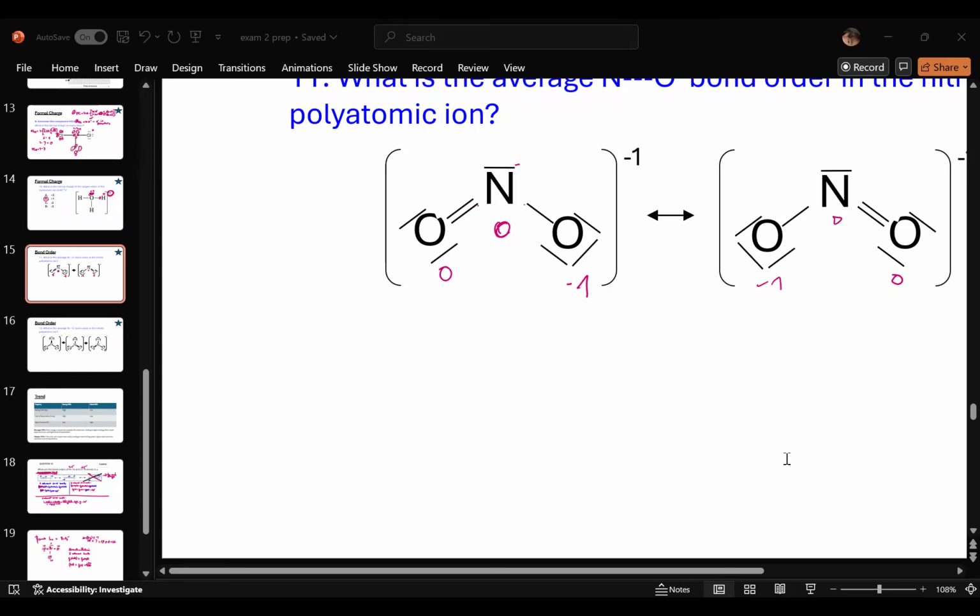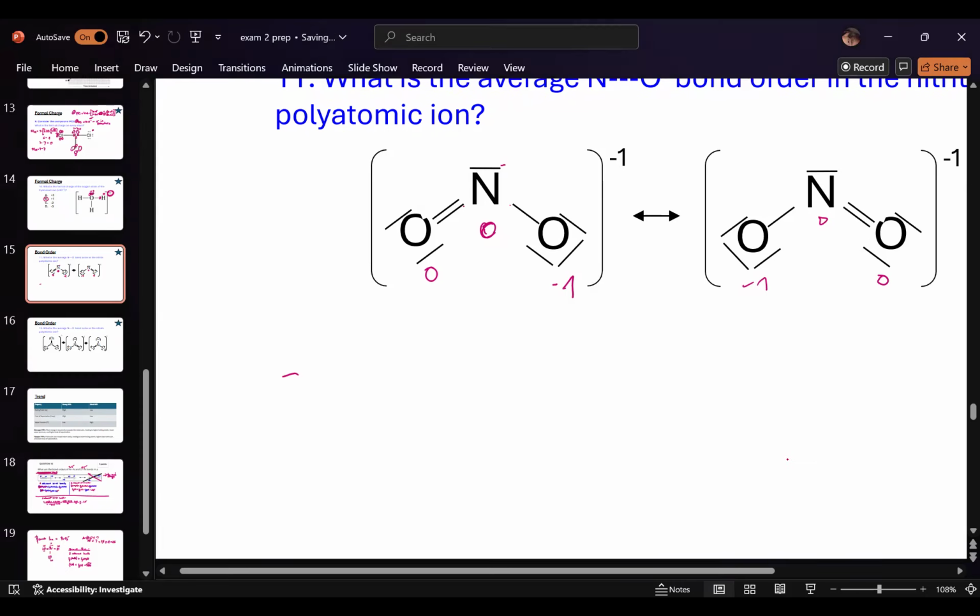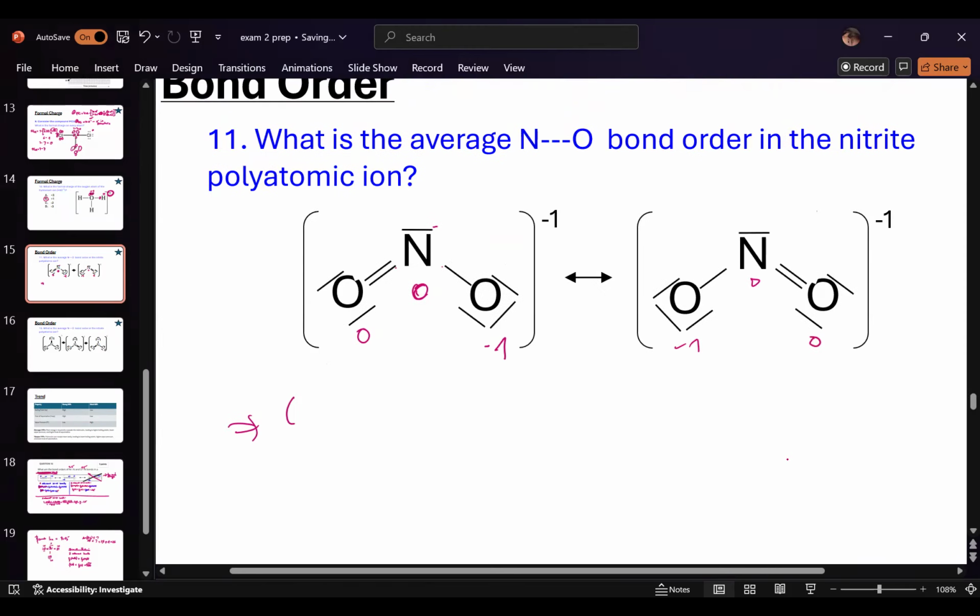Alright, you can calculate bond order using two methods. You have one NO bond that is a sigma bond. Sigma bond is just a single bond. Plus one NO bond that is a pi bond. And you have two total bonds of this. So 1 plus 1, 2.